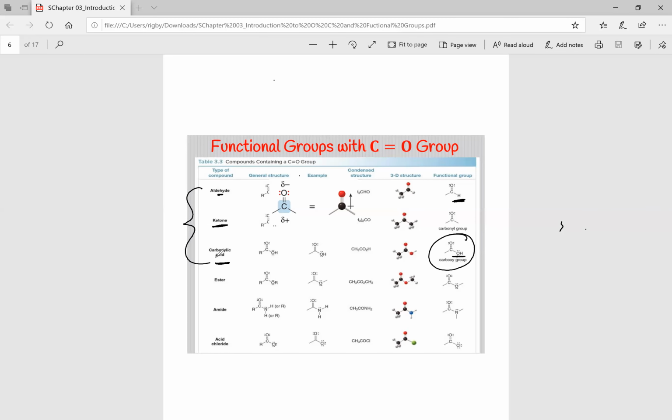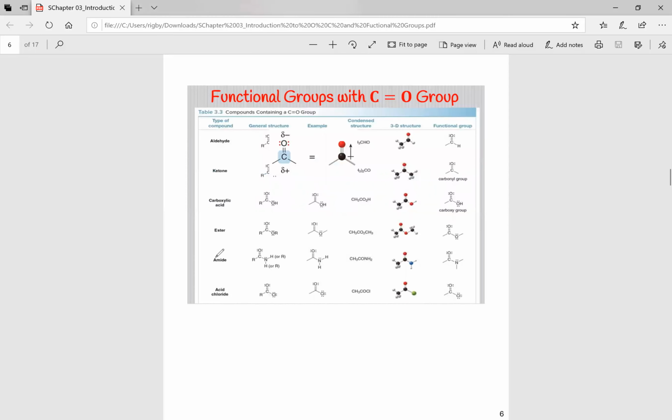And so those are the big 3 for this class, but there are also esters, amides, and acid chlorides. You'll talk about these a little bit more in Orgo 2, but I do want to touch on them now. So esters are similar to carboxylic acids, but instead of having an OH group, we have an OR group. So that H is just being replaced by an R group.